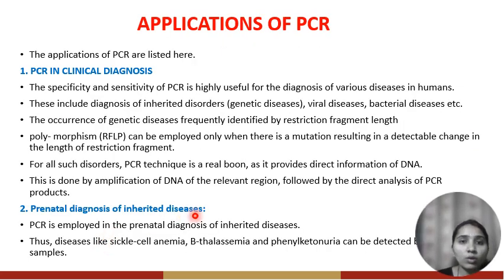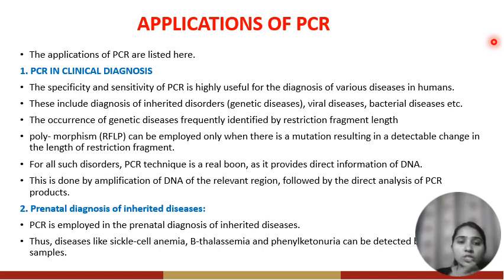So next is, what are the applications of the PCR nowadays. In that, first, the PCR is used in clinical diagnosis. It is used for the various diagnosis of diseases in humans. So these include the diagnosis of inherited disorders, that is genetic diseases, viral diseases, as well as bacterial diseases. The occurrence of genetic diseases is frequently identified by the restriction fragment length polymorphism, that is RFLP, that can be employed only when there is a mutation resulting in a detectable change in the length of the restriction fragment.